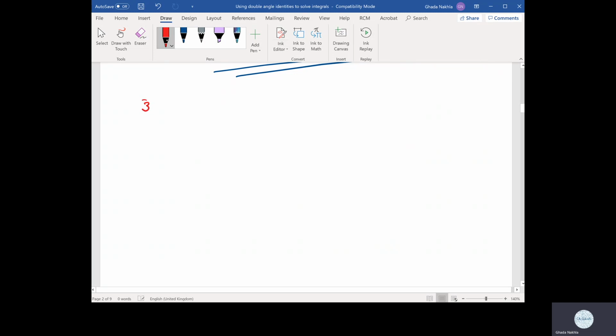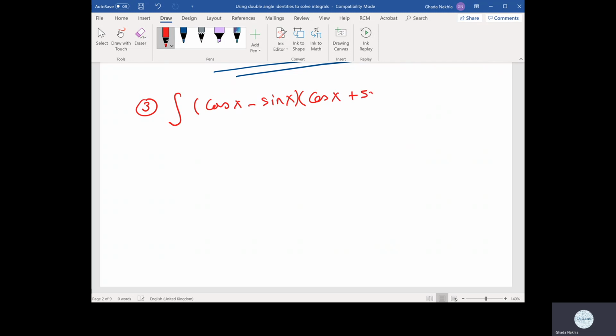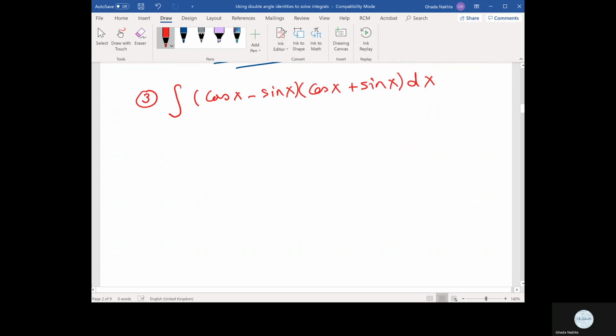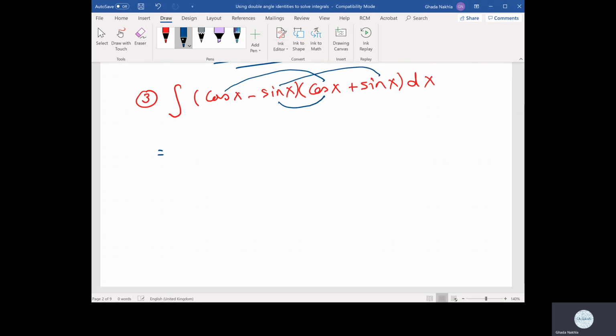Okay, we're on question 3 now, and we are integrating this time cos x minus sin x, and then cos x plus sin x dx. So I'm integrating a couple of brackets. The first thing you would want to do is make it simple, simplify it. And you can do that by multiplying the brackets out. And you can use FOIL, you can use Freddy Frog, whatever method you've been taught at school.